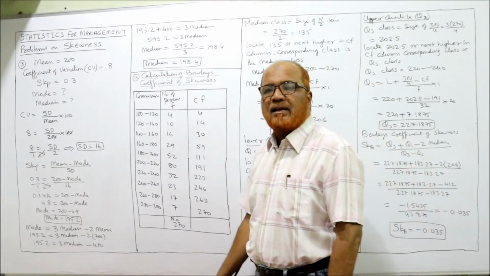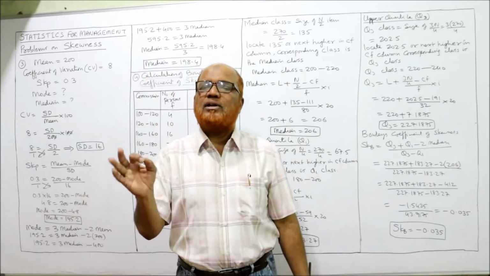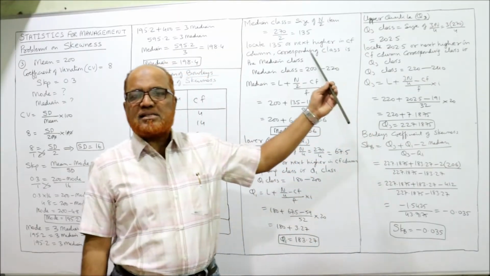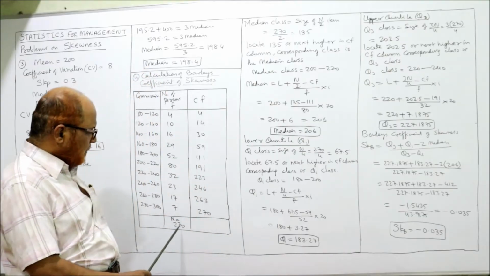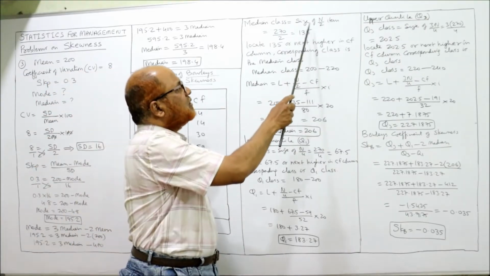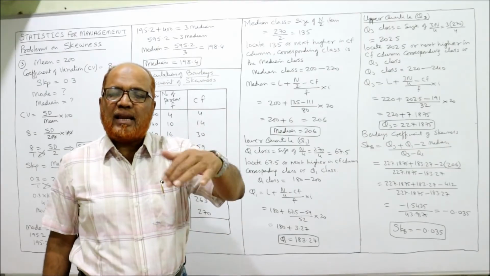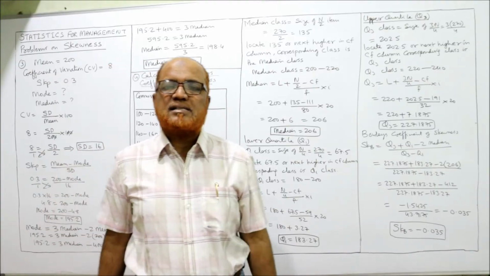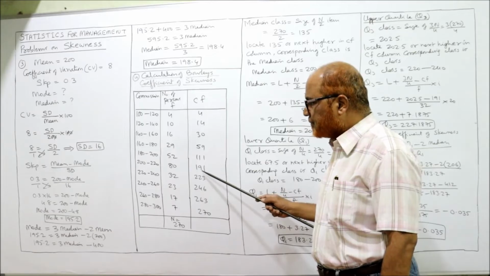Now we'll calculate the median first. First of all, you have to find the class interval in which the median lies. The median class is given by n by 2. How much is n here? 270. So 270 by 2 is 135. Now locate 135 or the next higher value in the CF column. The corresponding class is the median class. So 135 or next higher, 191.